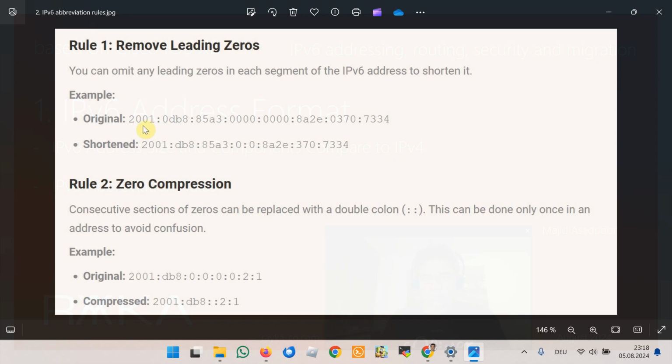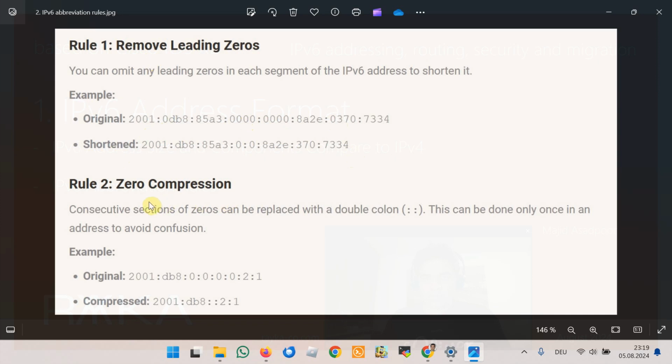In the first rule, you can remove leading zeros. You can remove any leading zeros in each segment of the IPv6 address to shorten it. For example, you can remove the 0 here. You can remove the first 3 zeros here, the first 3 zeros, and a 0. And this is the shortened version of the IPv6 address resulting from applying the first rule.